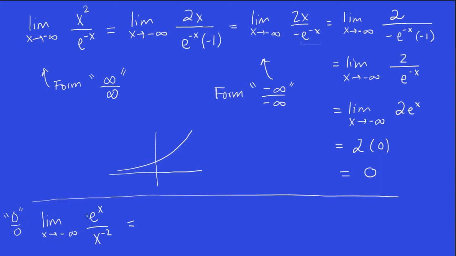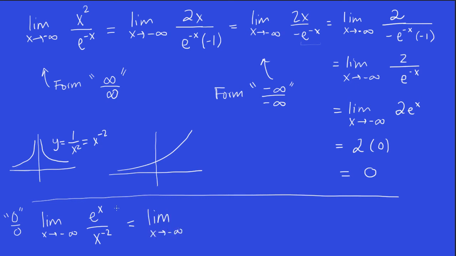When x is a large negative number, e to the x is a small positive number. So the top goes to 0. We can see that right here. And 1 over x squared, or x to the minus 2, that also goes to 0, right? Remember the graph of that? It looks like this. This is the graph of 1 over x squared, or x to the minus 2, whatever you prefer. And when x goes to minus infinity, that also goes to 0. So this has the form 0 over 0. So I can use L'Hopital's rule.